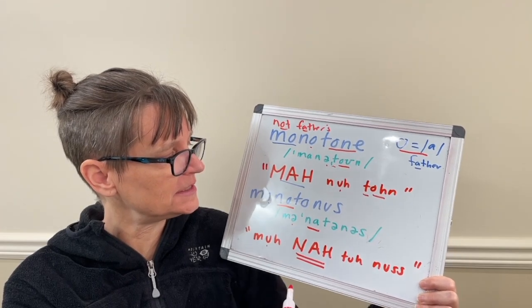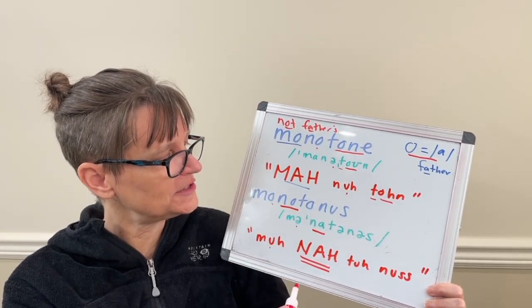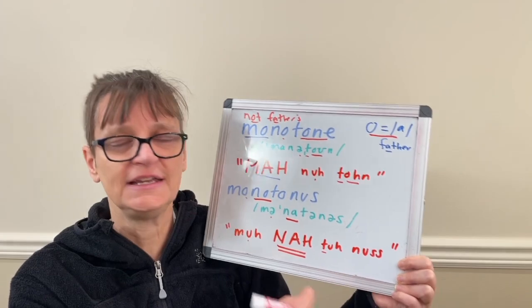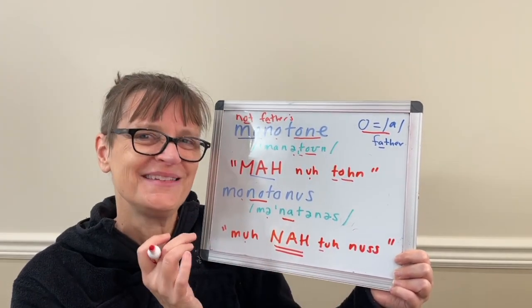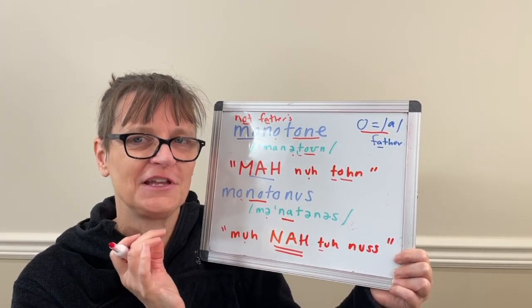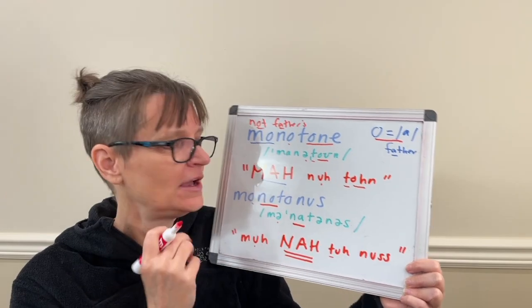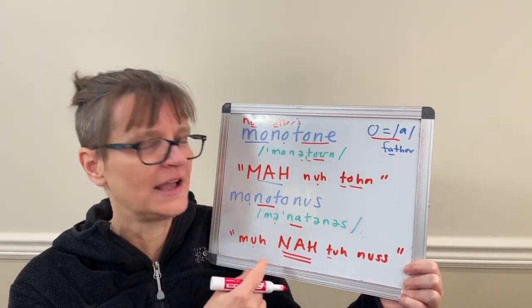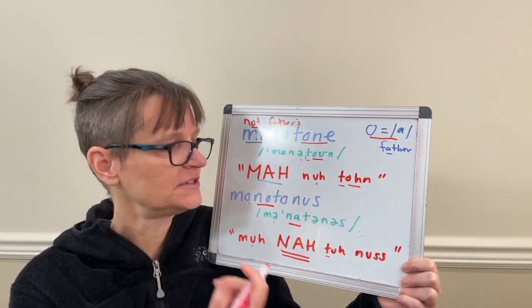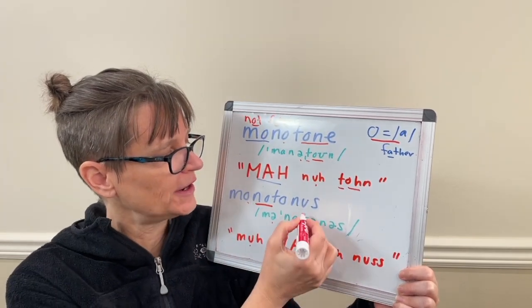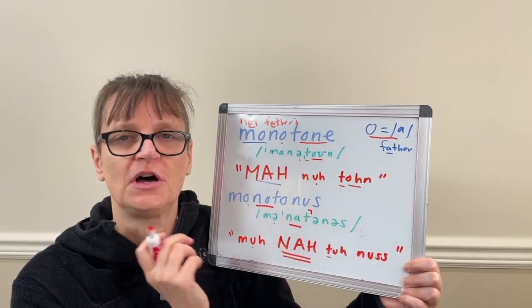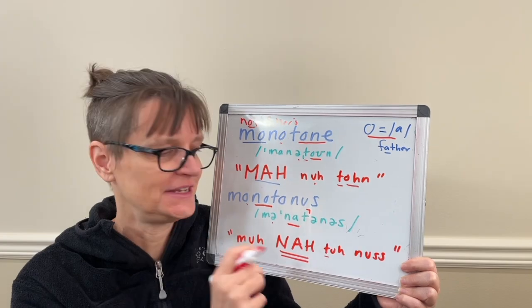Monotonous. So there are two ways to do this. You can do a T here, monotonous, but this is a place where we typically won't use that T. Americans are more likely to say monotonous, where we use what's called an unreleased or stopped T here.